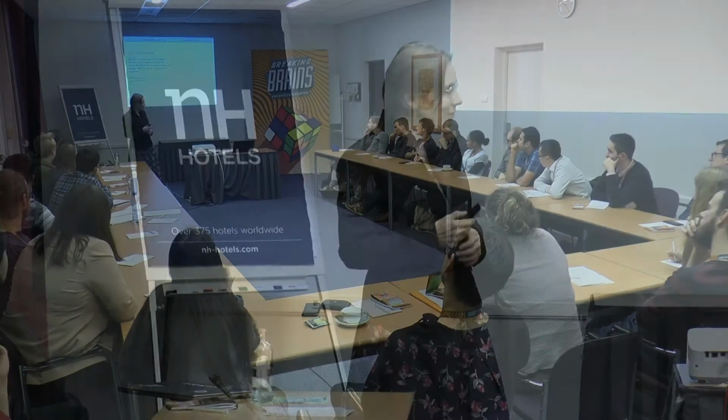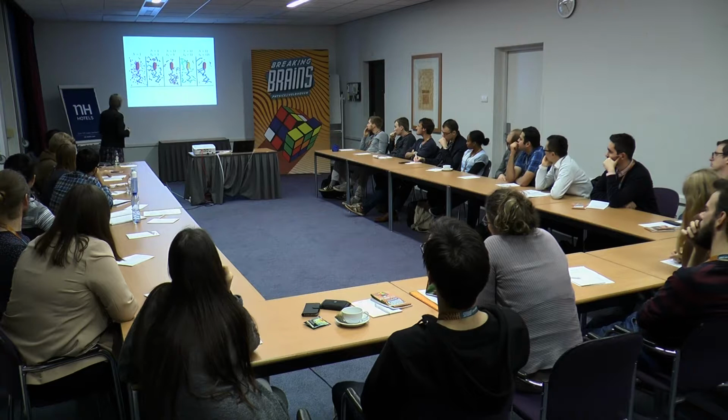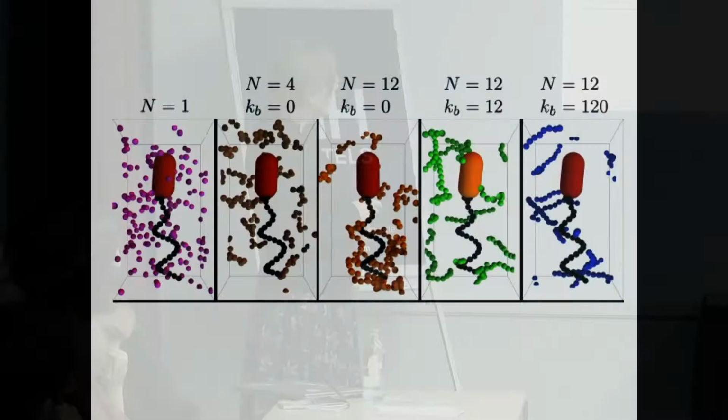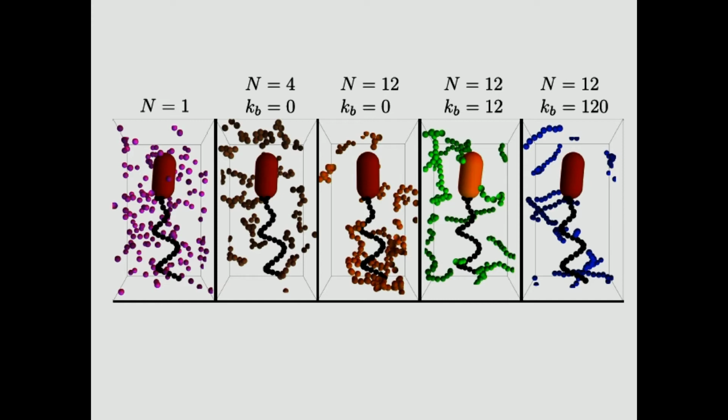Okay, so these are the different polymers we looked at. First of all, we looked at just monomers, just beads. And then we looked at polymers which were flexible and had length 4. And then we had ones which had length 12 and were flexible, semi-flexible, and then these are more like rods.